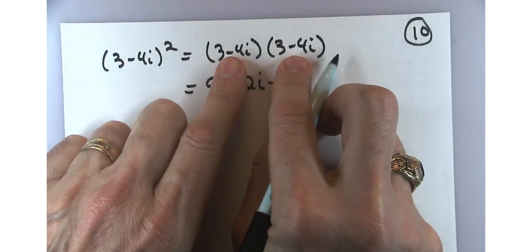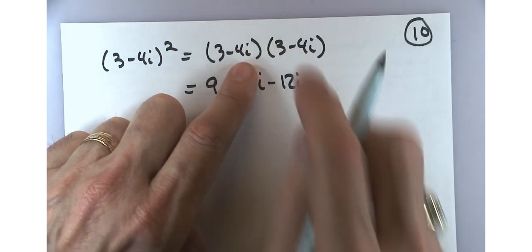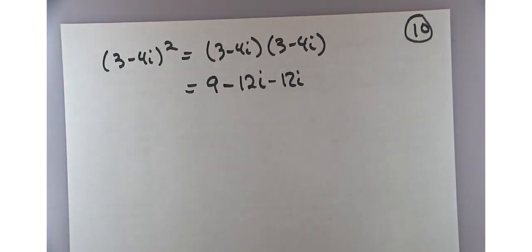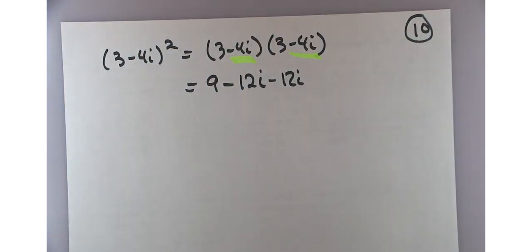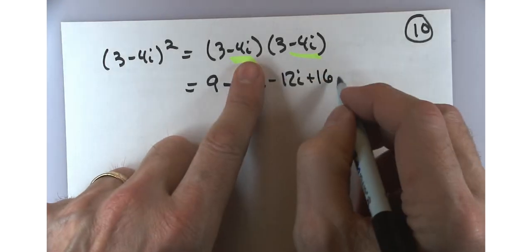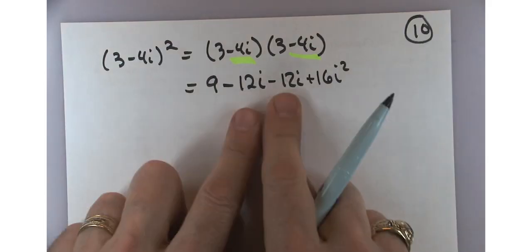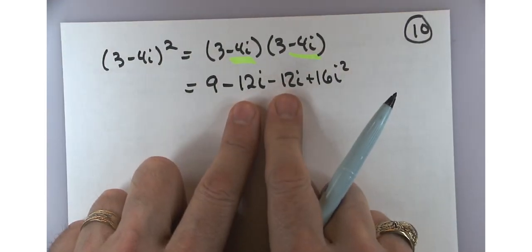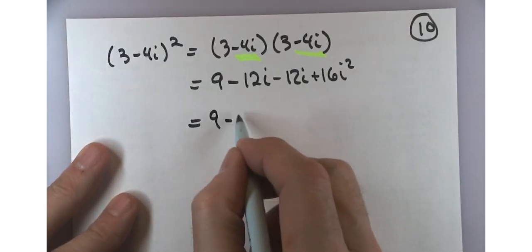So is it 4 multiplied by 3? The last two terms would be these two, so minus 4i times minus 4i. So 16i squared. Nice, 16i squared. Now, do these cancel each other out? No, they're the same sign. So let's combine those. It's going to be 9 minus 24i.